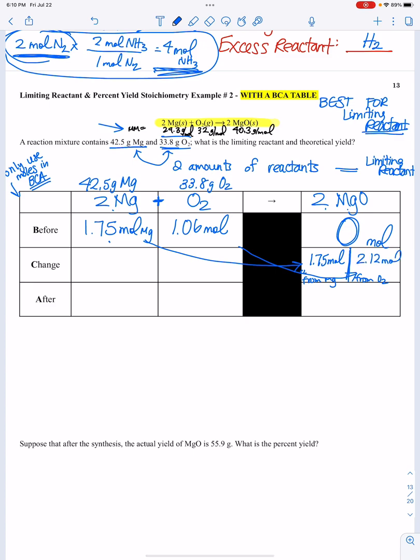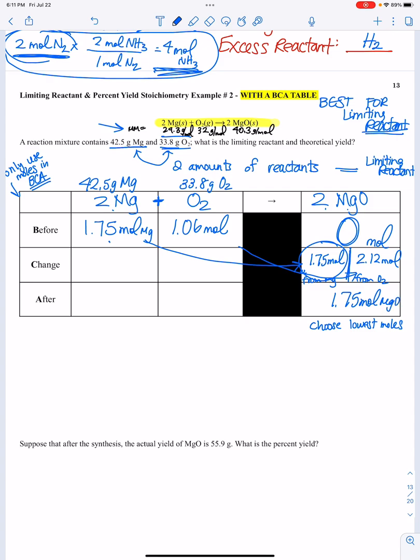2.12 moles. I would get 2.12 moles of MgO if O2 is limiting. But I have to ask myself, which of these numbers am I going to choose? Choose lowest moles. Between 1.75 and 2.12, I'm going to choose 1.75 moles of MgO are going to be produced.